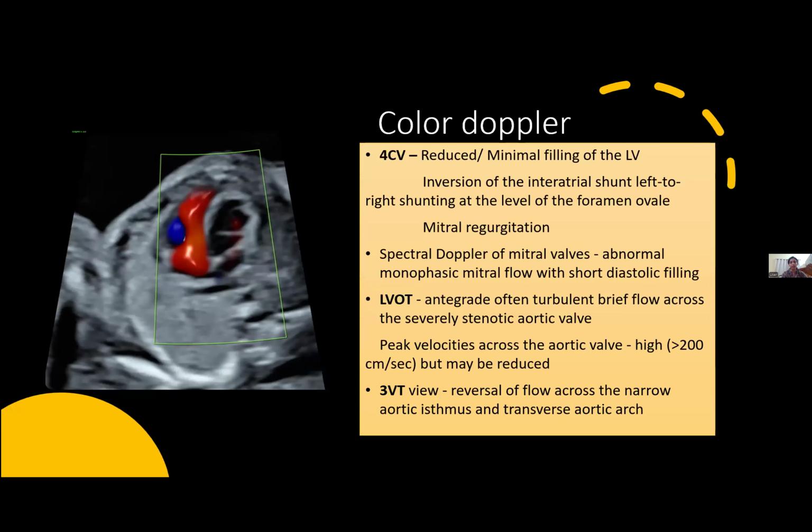On color Doppler, in four-chamber view, there can be reduced or minimal filling of the left ventricle. There can be inversion of the interatrial shunt, left to right shunting at the level of the foramen ovale, and mitral regurgitation. The spectral Doppler of the mitral valve shows abnormal monophasic mitral flow with short diastolic filling. In LVOT, there will be antegrade, often turbulent brief flow across the severely stenotic aortic valve. The peak systolic velocities will be high, more than 200 centimeter per second, but may be reduced. On three-vessel trachea view, there can be a retrograde ductus-dependent aortic filling.